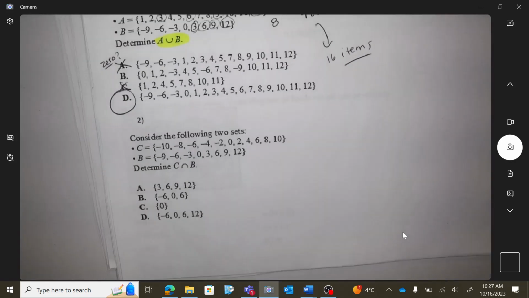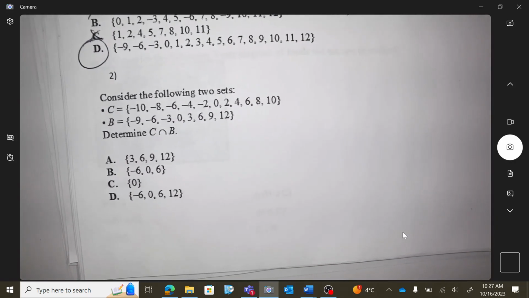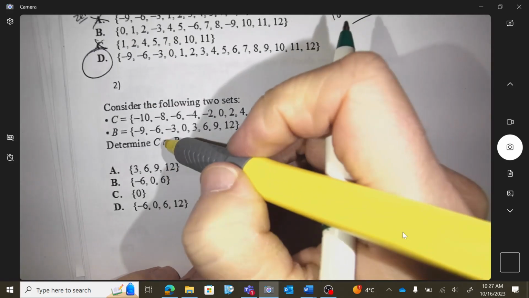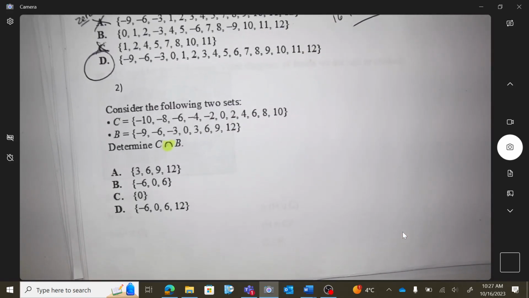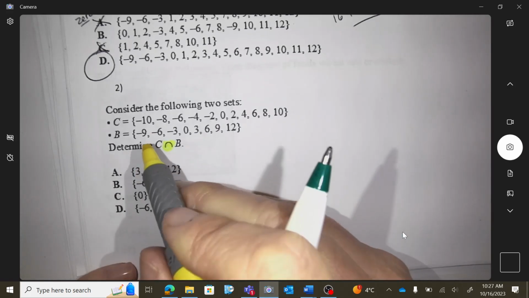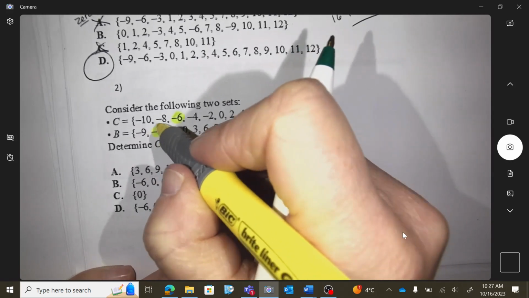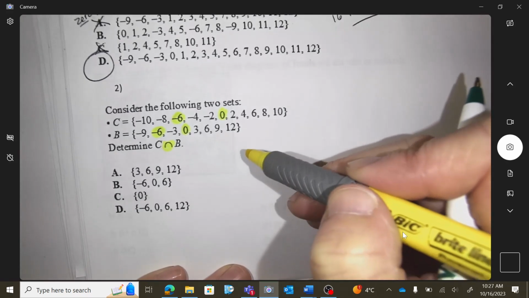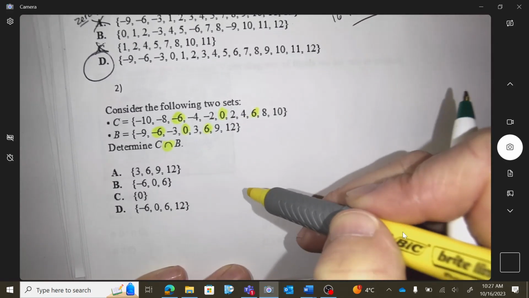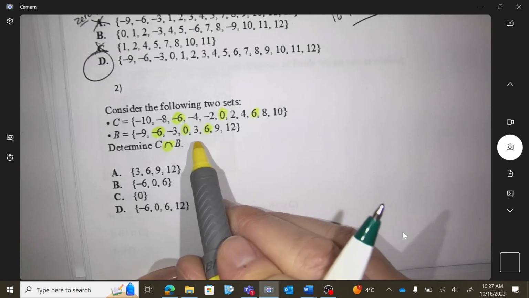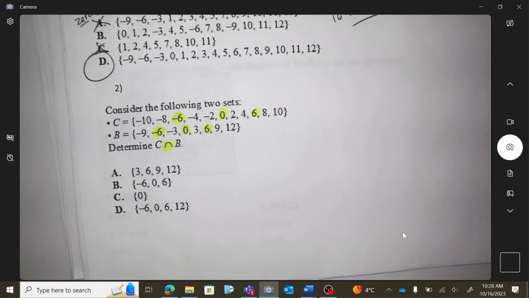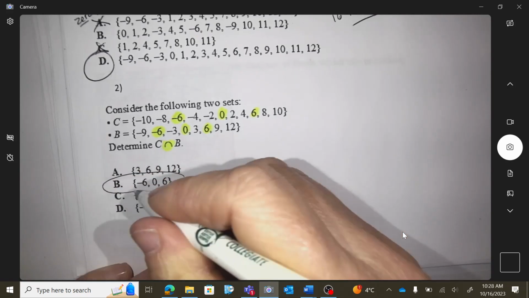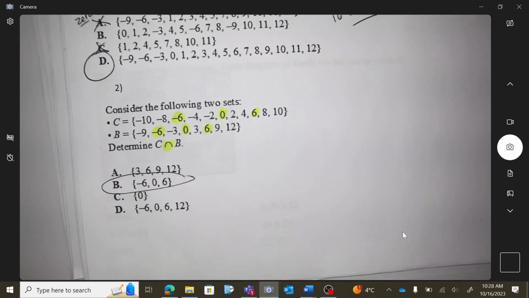Okay. So in question 2, this means you have to see it in both of them. That symbol means you have to be in this and in this. So what do they have in common? So I see a -6. They both have a 0. They both have a 6. Did I get them all? Is that it? So then we would be picking B.